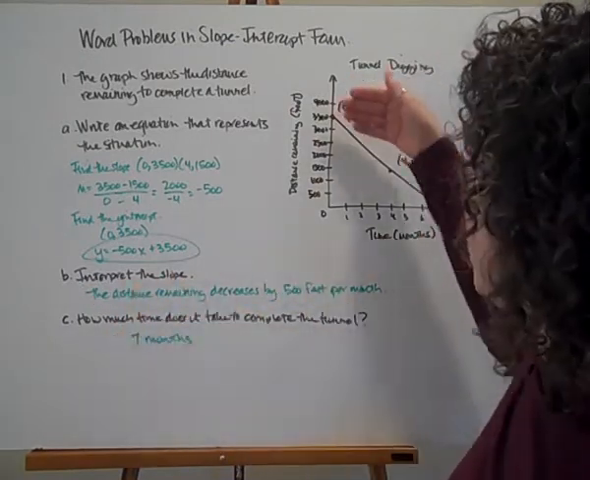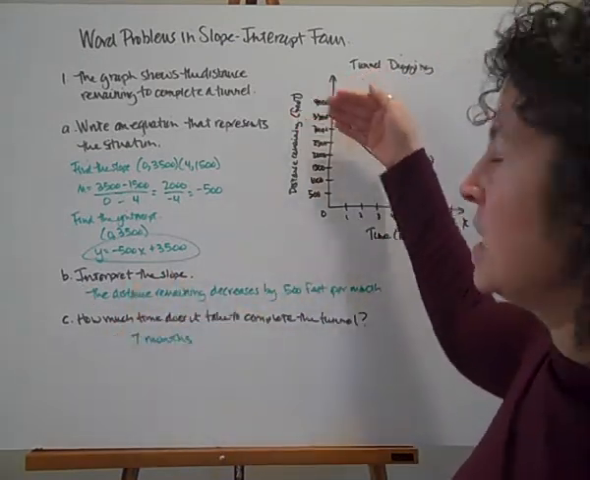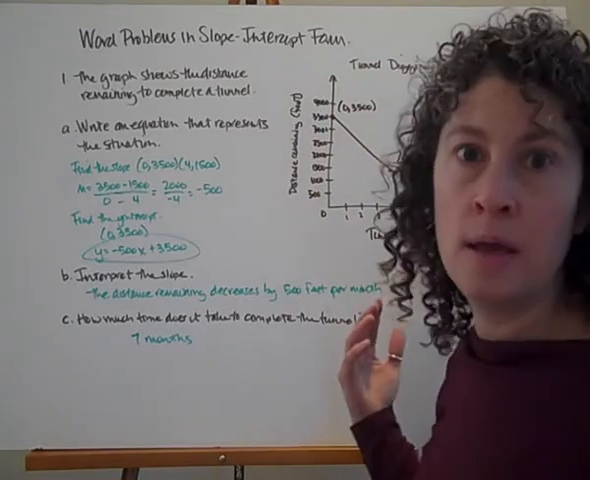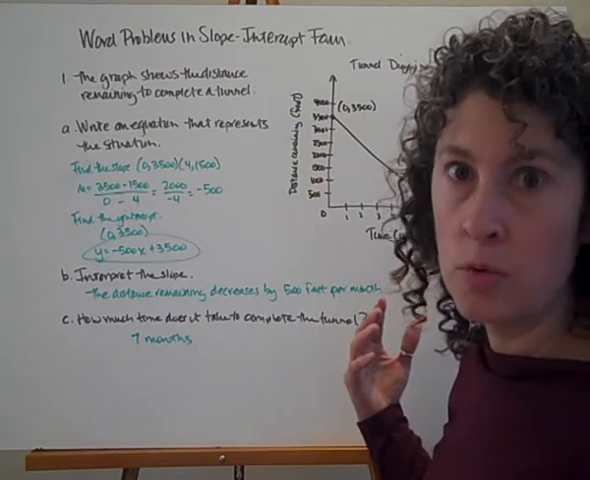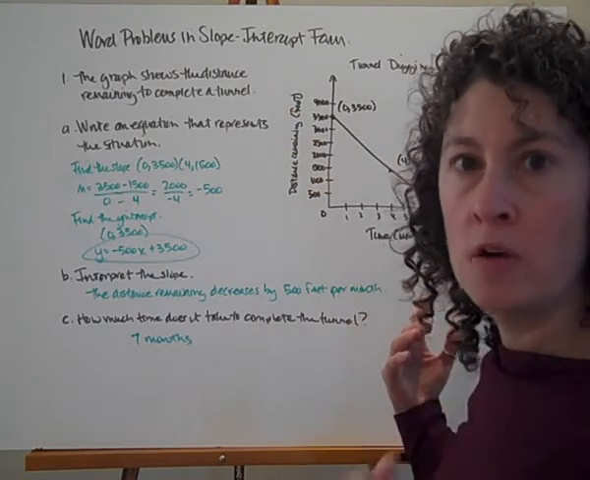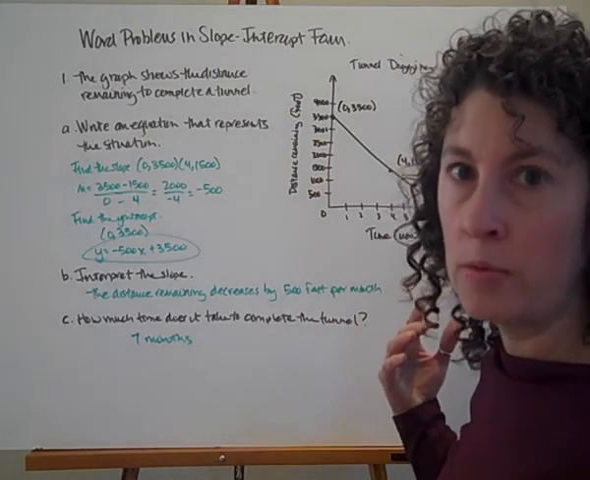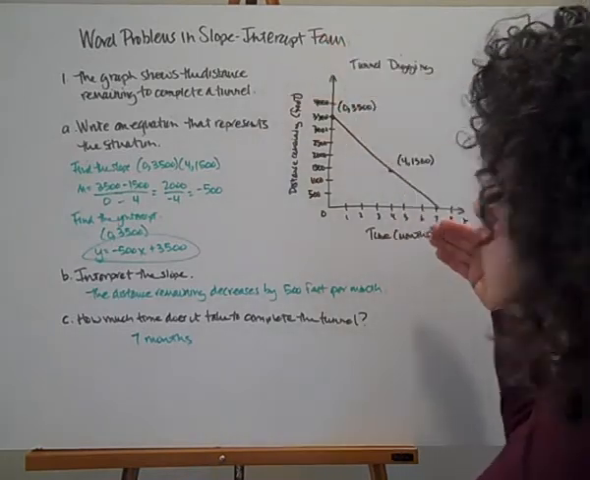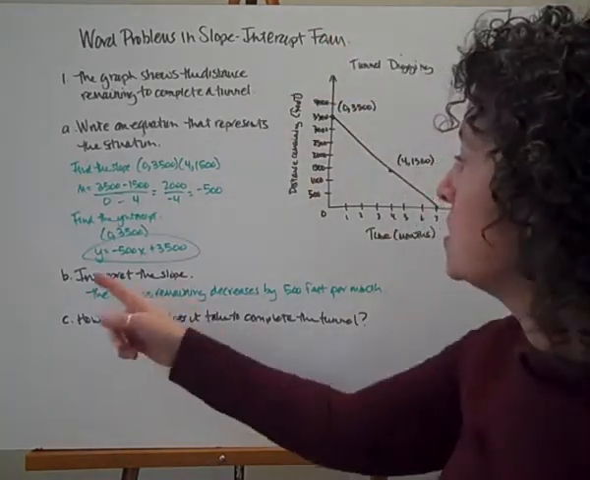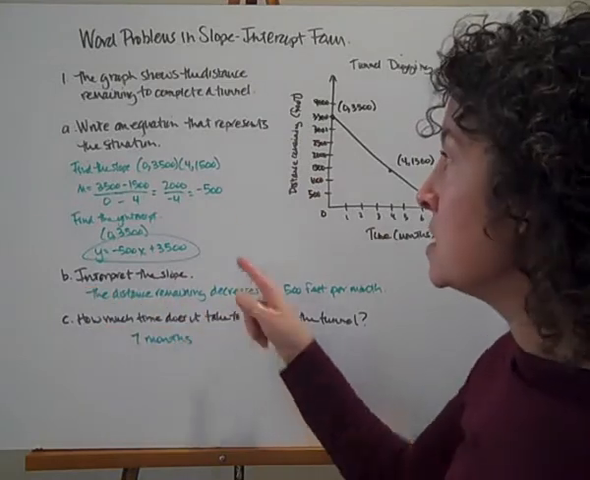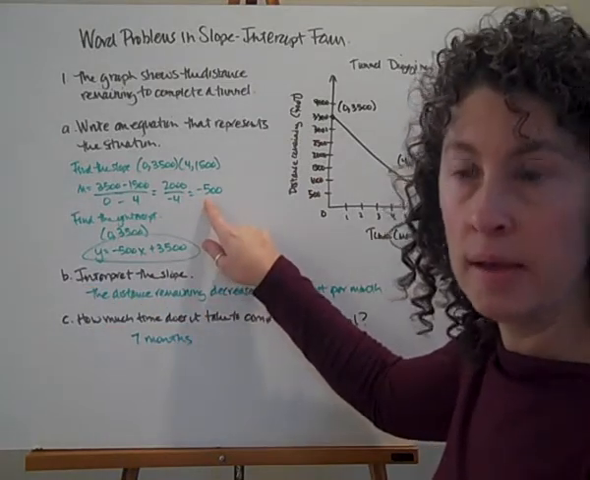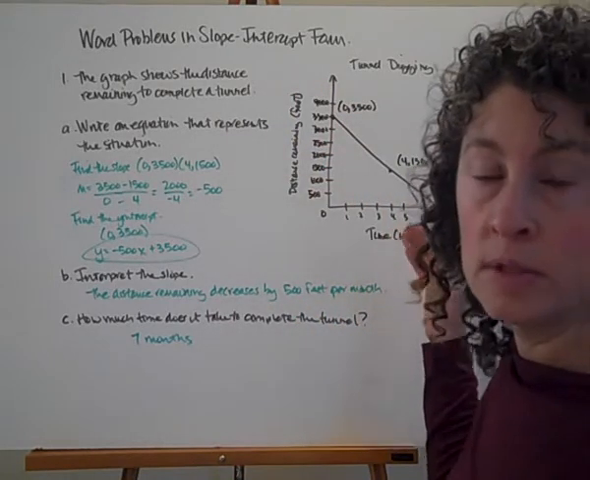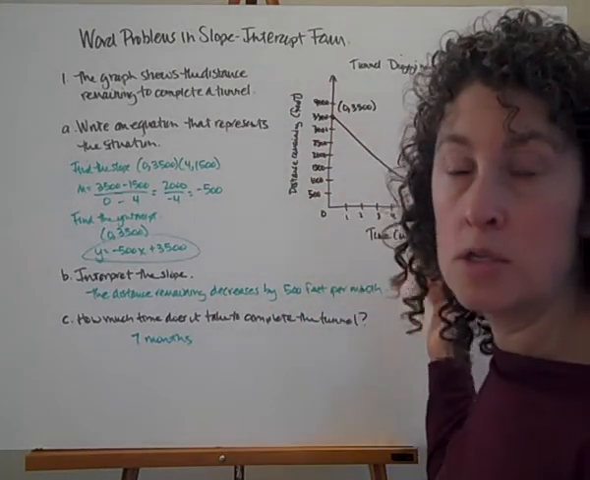Second question, interpret the slope. So the slope here is telling us that the distance remaining is decreasing. We need a label on this. We need a unit because it's a rate, and remember our rate is always y over x, just like our slope. Our rate and our slope represent the same thing depending on what we're talking about. So y over x, so it's feet over months. So this is telling us that the distance remaining decreases. It's decreasing because it's a negative. It decreases by 500 feet per month.